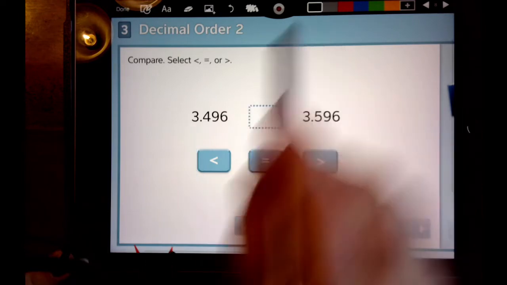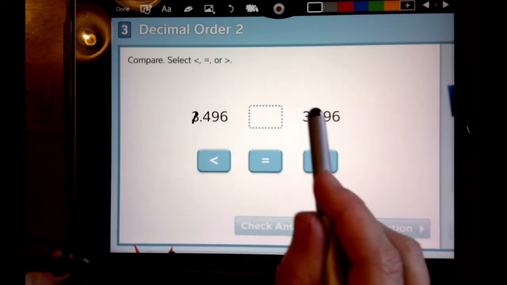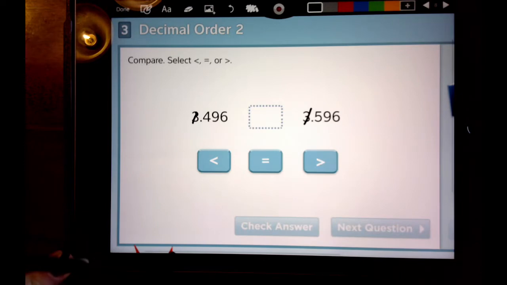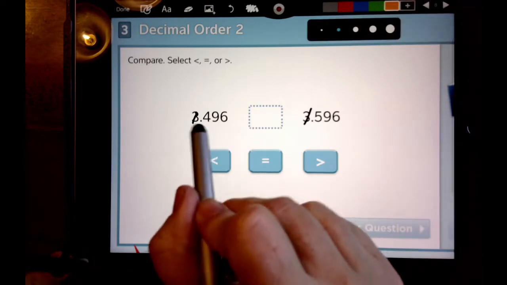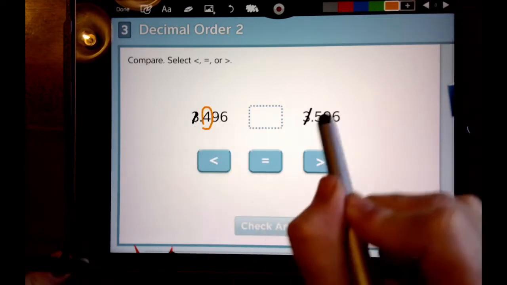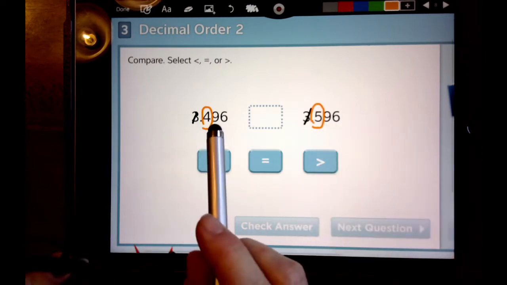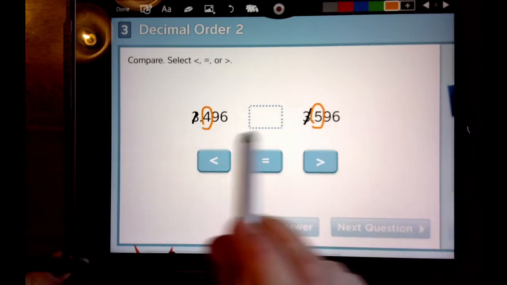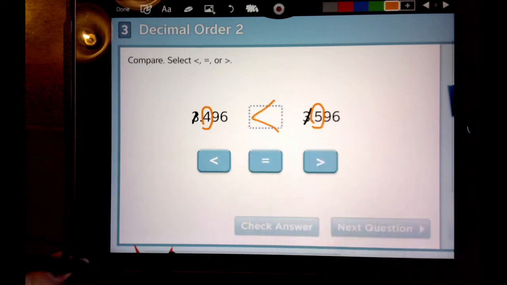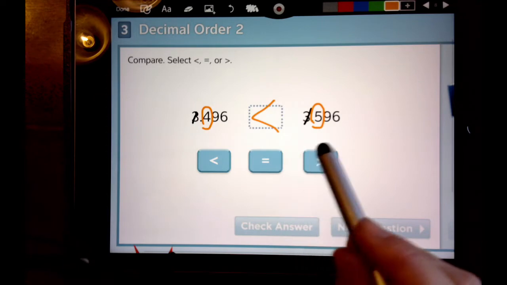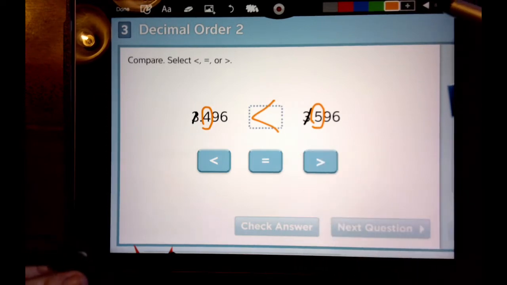Again, I look and I see that they both have a 3 in the ones place, so I can't use that to help me. Now, as I move to the tenths place, I have a 4 in the tenths place and I have a 5 in the tenths place. I know that 4 is less than 5, and we're talking the same place value. So 3 and 496 thousandths is less than 3 and 596 thousandths.